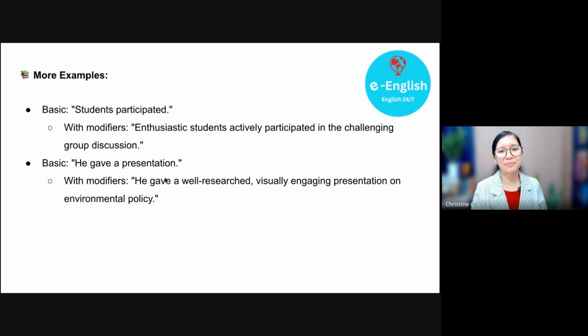Okay, another example of a basic sentence is we gave a presentation. What kind of presentation? It's a well-researched presentation. It's visually engaging. And on what topic? On environmental policy.